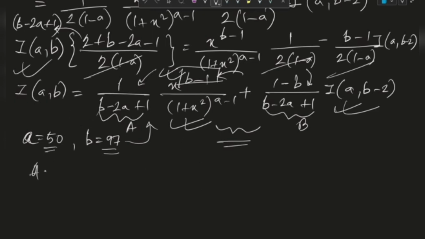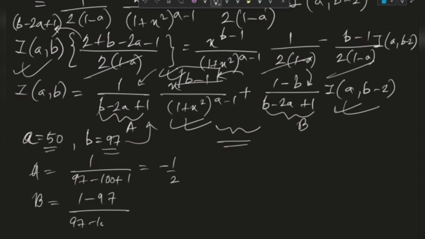This is capital A equals 1 by (97 minus 100 plus 1). So basically this is minus half, and B is (1 minus 97) divided by (97 minus 100 plus 1). So this comes out to be 96 by 2, sorry, not 40, 96 by 2. This is 48. So basically we were asked the value of A plus B, which is 48 minus 0.5. That comes out to be 47.5.